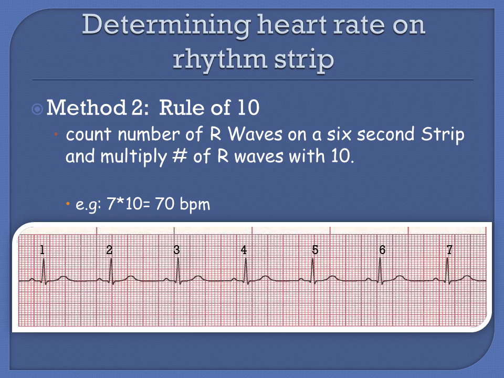Okay, the second method of calculating heart rate is known as the rule of 10. What we have to do in this is count the number of R waves on a 6-second strip and then multiply the number of R waves by 10. Number 10 is constant here. As you can see in this strip, there are 7 R waves on this 6-second strip. So if we multiply 7 by 10, the answer is 70. So the heart rate on this ECG strip is 70 beats per minute.